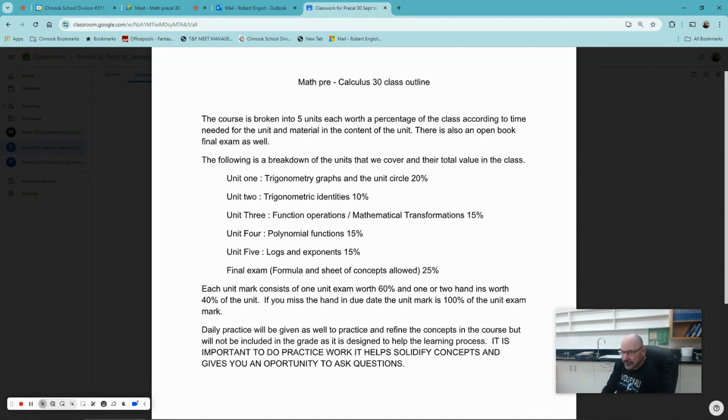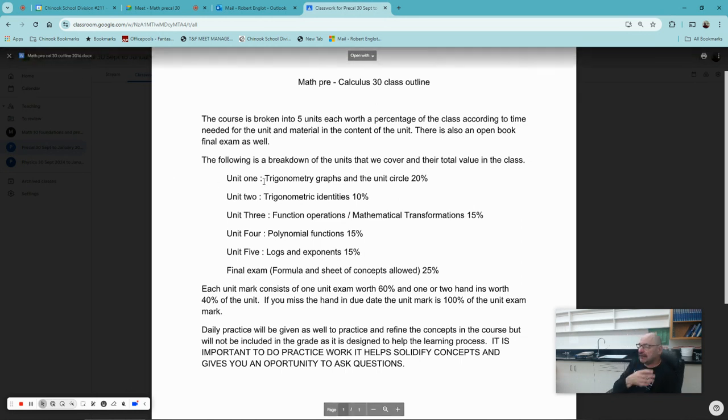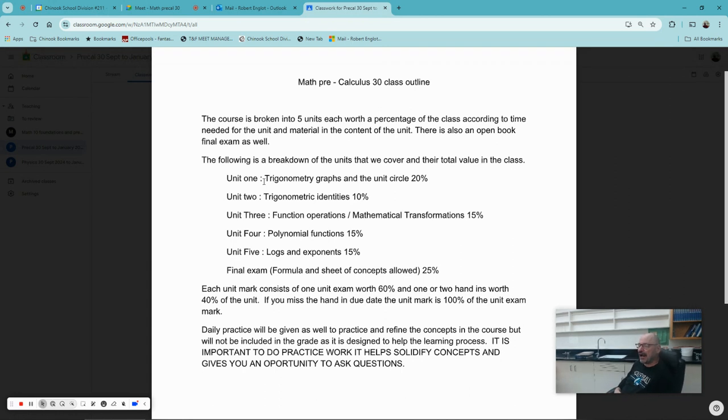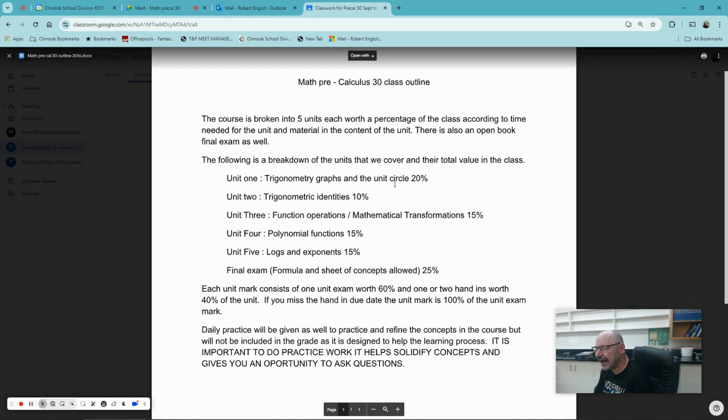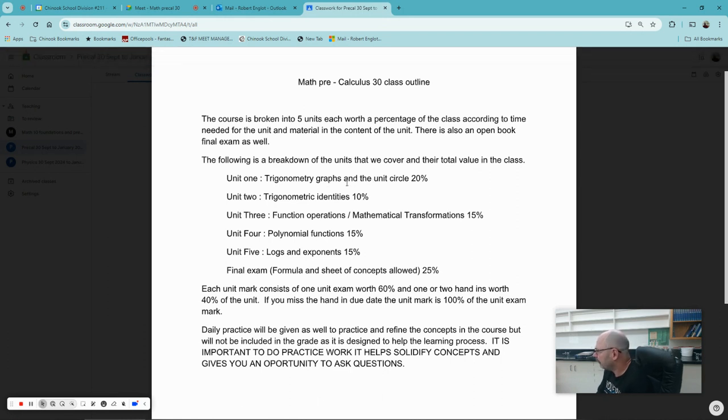So first unit there, we'll probably do 50-50, rather than 60-40. So the first one we're going to look at is trigonometry, graphs, and the unit circle. That's the very first thing that we look at. It's one of the larger units for us. This is on your Google page, so you don't have to write it down if you don't want to, but you can write it down if you like to. Okay, and that's 20%, so it's a fairly large unit. There's one hand-in in Unit 1 and one quiz.